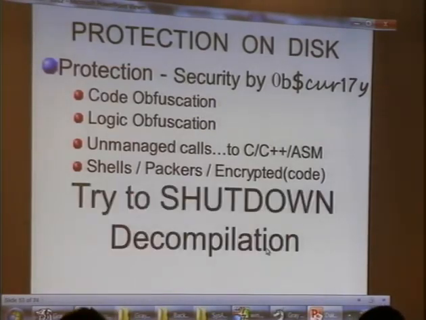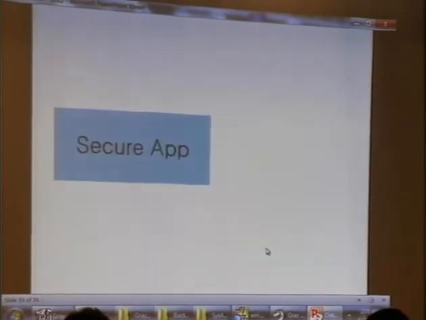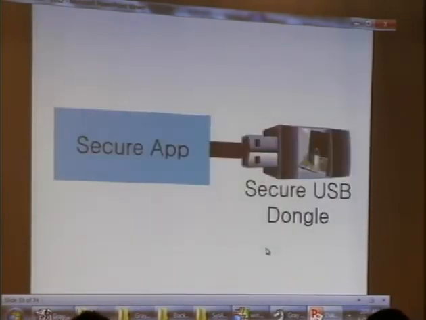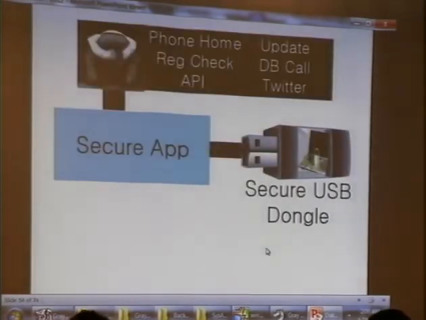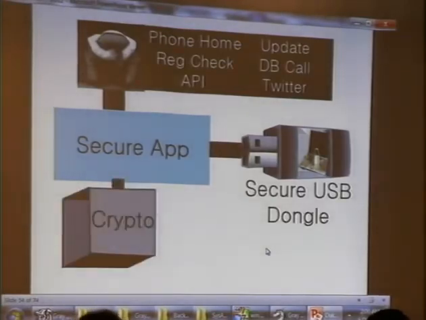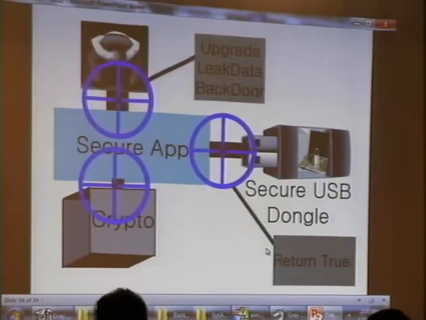And this tries to shut down decompilation. Because when you have your secure app, you call out to a dongle, you maybe phone home and do Twitter and database calls, you fire off some crypto, and these are the ubiquitous weak points. Because each of these points is a single function call between one library and another. These are choke points that you can quickly get to and just intercept it and say, yeah, your USB dongle is there. I'm going to fire off those server calls.